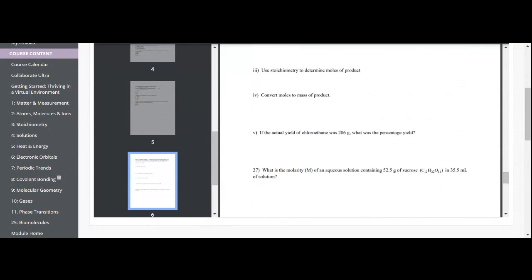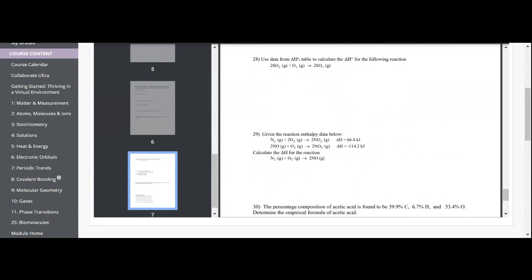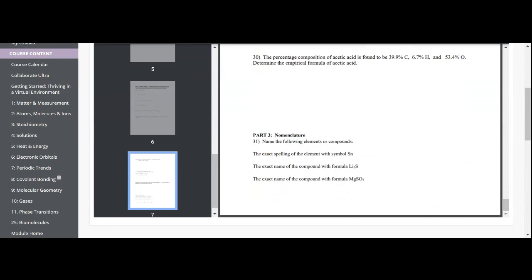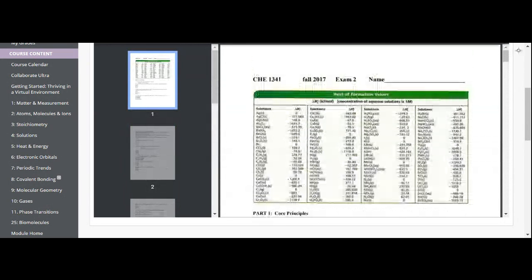What one is that? Theoretical yield. We're past that, we did that earlier. Standard enthalpy change. Hess's law. So yeah, I would do the old exams. There's an entire folder of them.